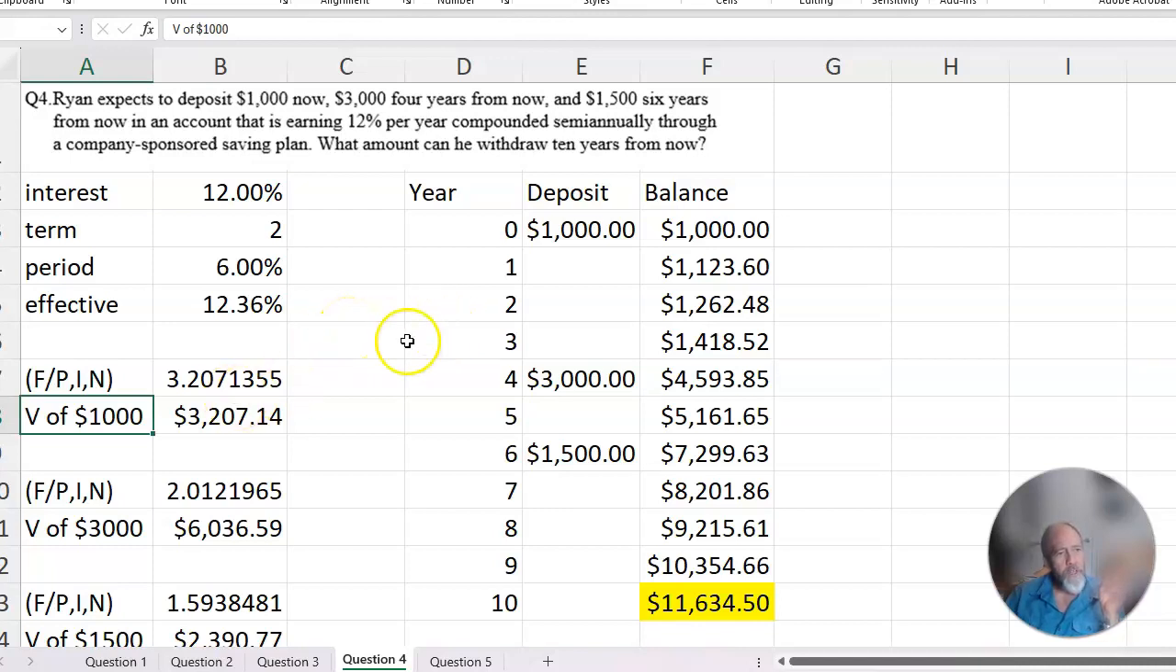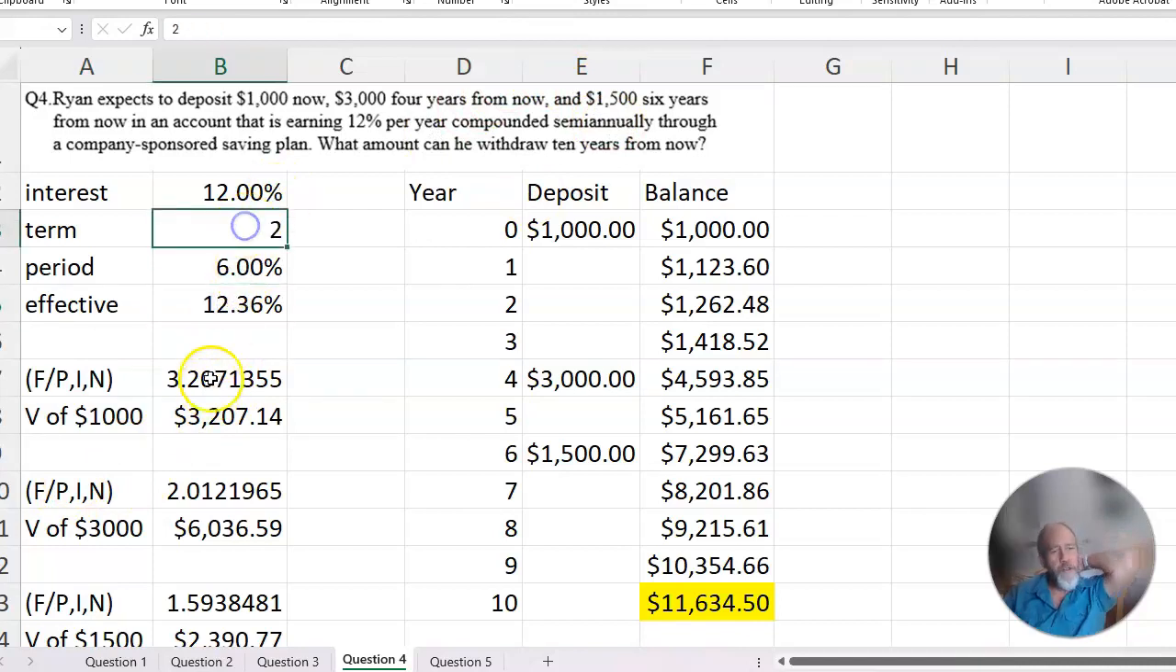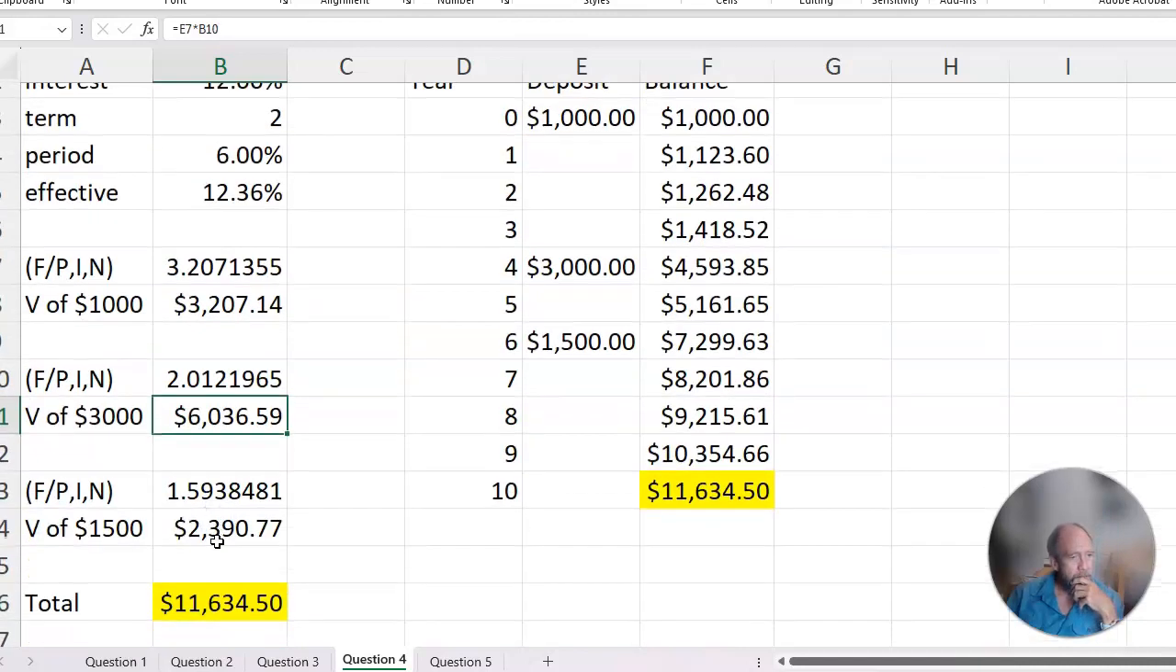Well, a really straightforward way to do this: you've got your interest, you've got your period, you've got an effective interest rate. And it's compounded semi-annually, so you have to do that effective interest rate on semi-annual payments. That's the term of two. Based on that, you can calculate how much, because you're using your effective interest rate. Once you've got that, this is all straightforward. Calculate the future value of the 1,000, the 3,000, and the 1,500, and that comes out to 11,634.